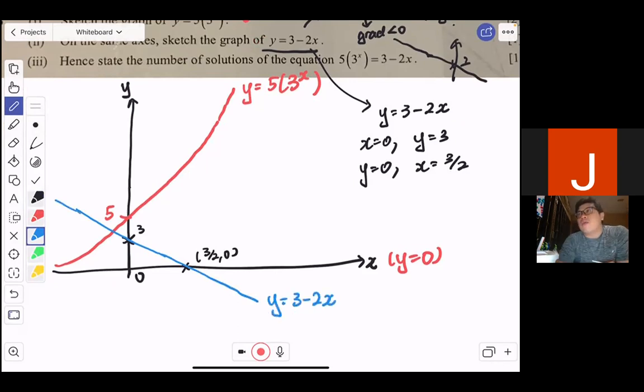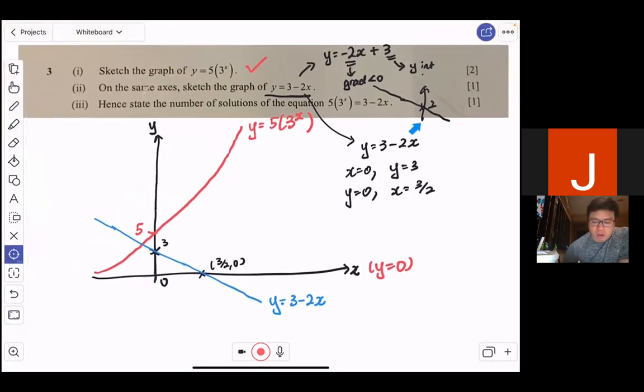That's a very, very small trick. Just plot 2 points. Sub x equals 0, sub y equals 0, find 2 points. Take the 2 points, draw a line past the 2 points, then you have sketched your line already. Of course, the knowledge that you must also know is that negative 2 is the gradient, so it's downward sloping. 3 is the y-intercept, so it cuts the y-axis at 3. So that's your part 2.